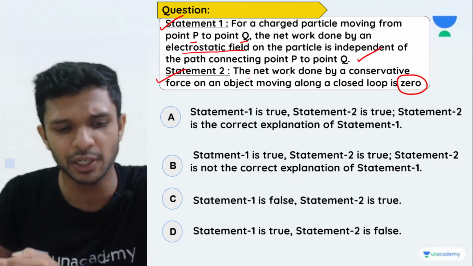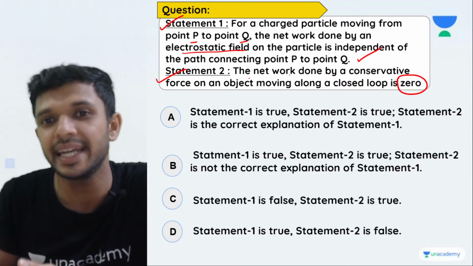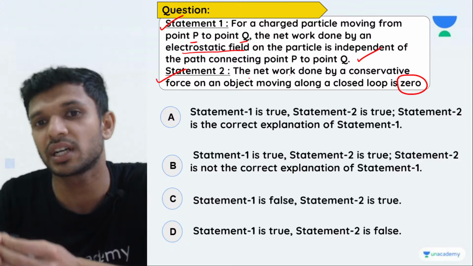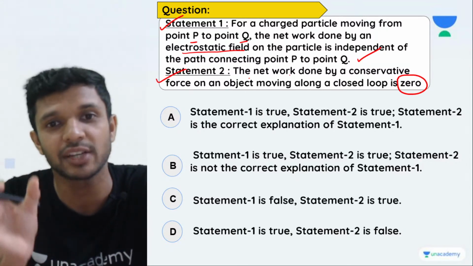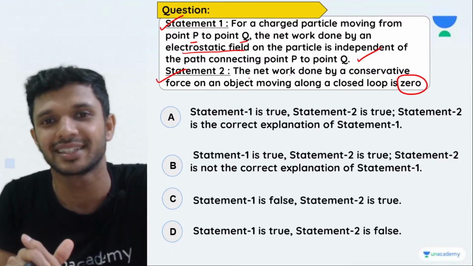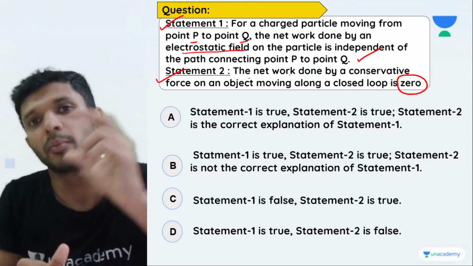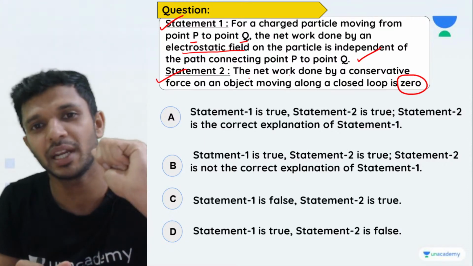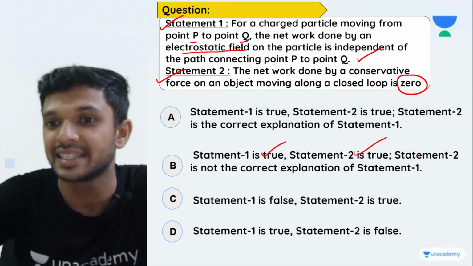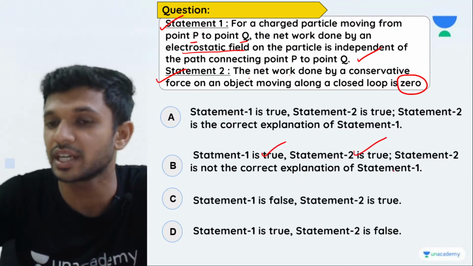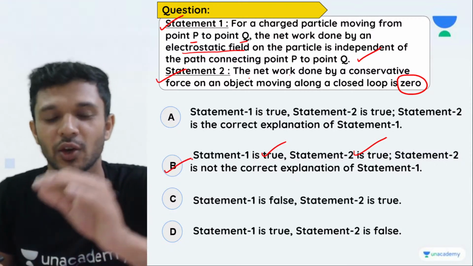But is statement 2 a correct explanation? No. Statement 2 is not telling that electrostatic force is a conservative force. If that was the second statement, then it would be the actual reason for statement 1. But it is not explaining. Both are true by themselves, but one is not explaining the other. So 1 is true, 2 is true, and statement 2 is not the correct explanation for statement 1. So our answer is option B.